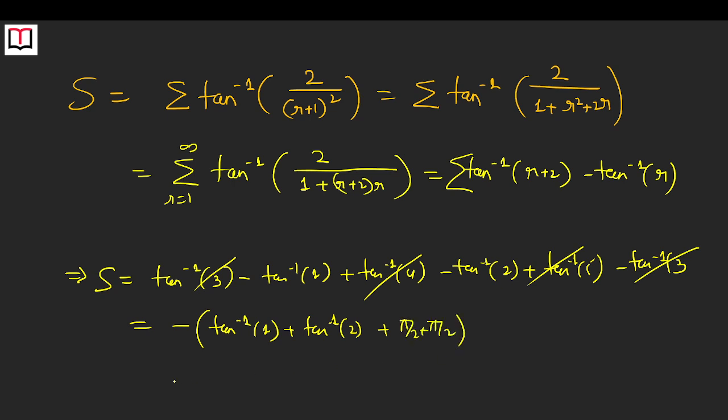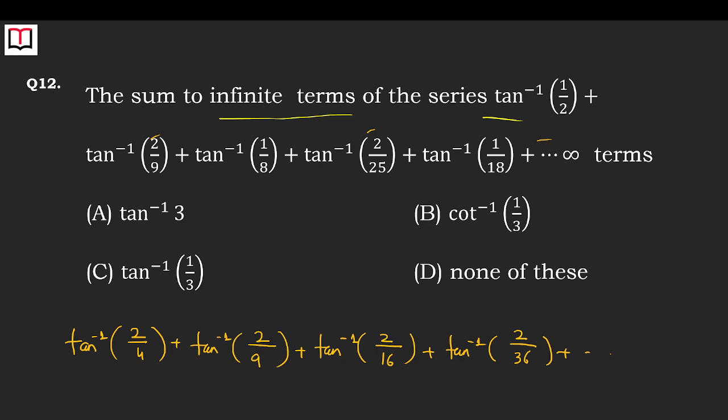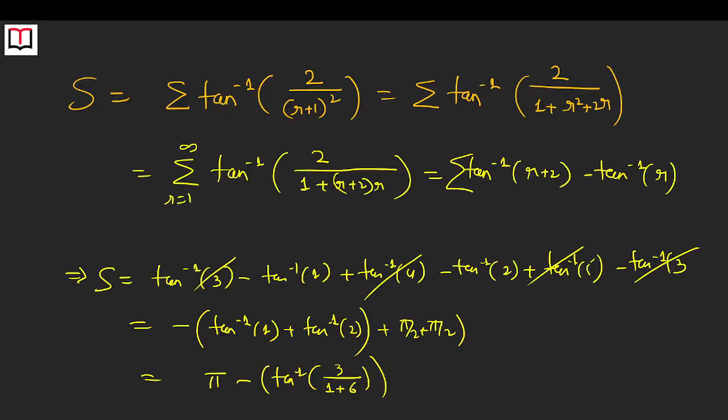So according to me, it should be pi minus tan inverse of 2 plus tan inverse of 1, which is tan inverse of 3 upon 1 plus 6. So pi minus, I think something went wrong. Tan inverse infinity is pi by 2 itself.